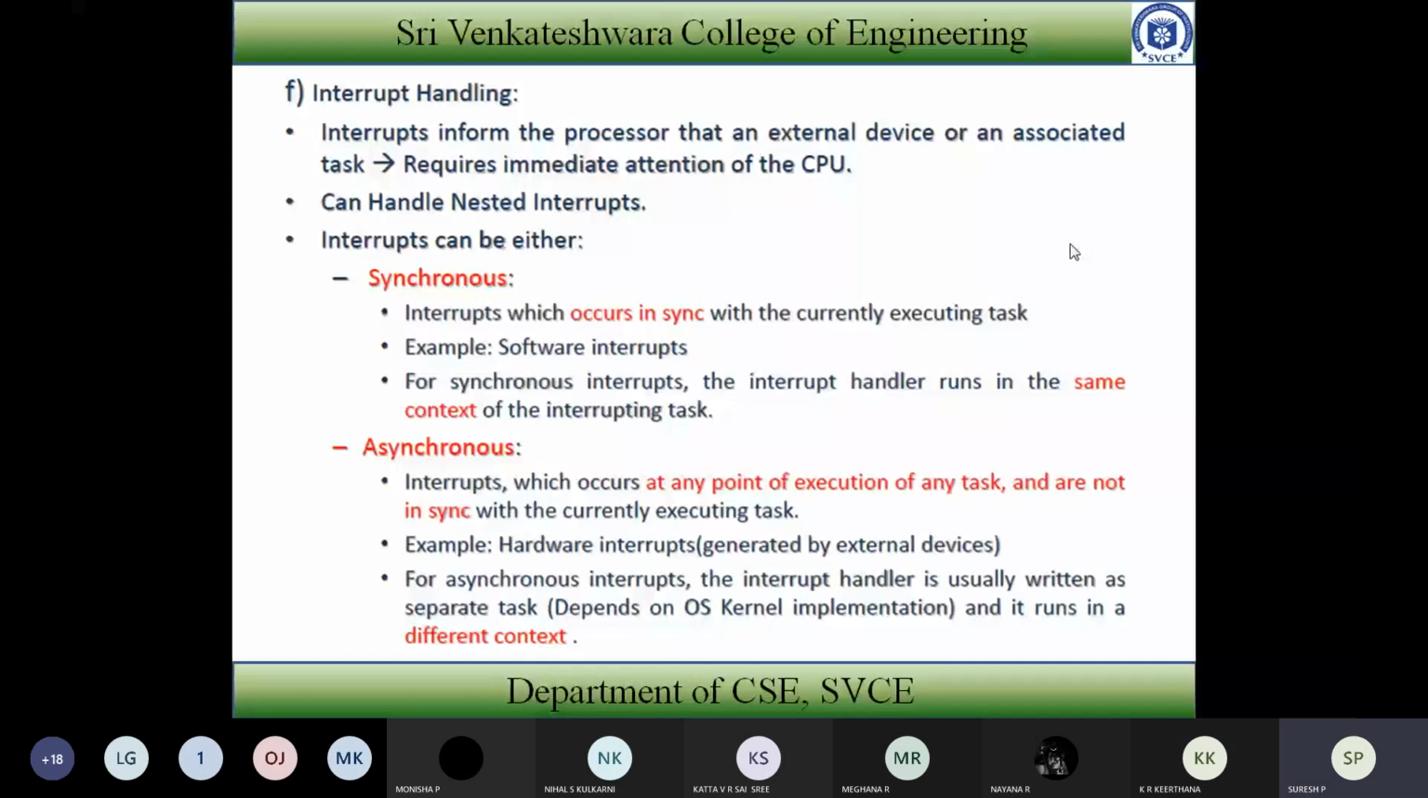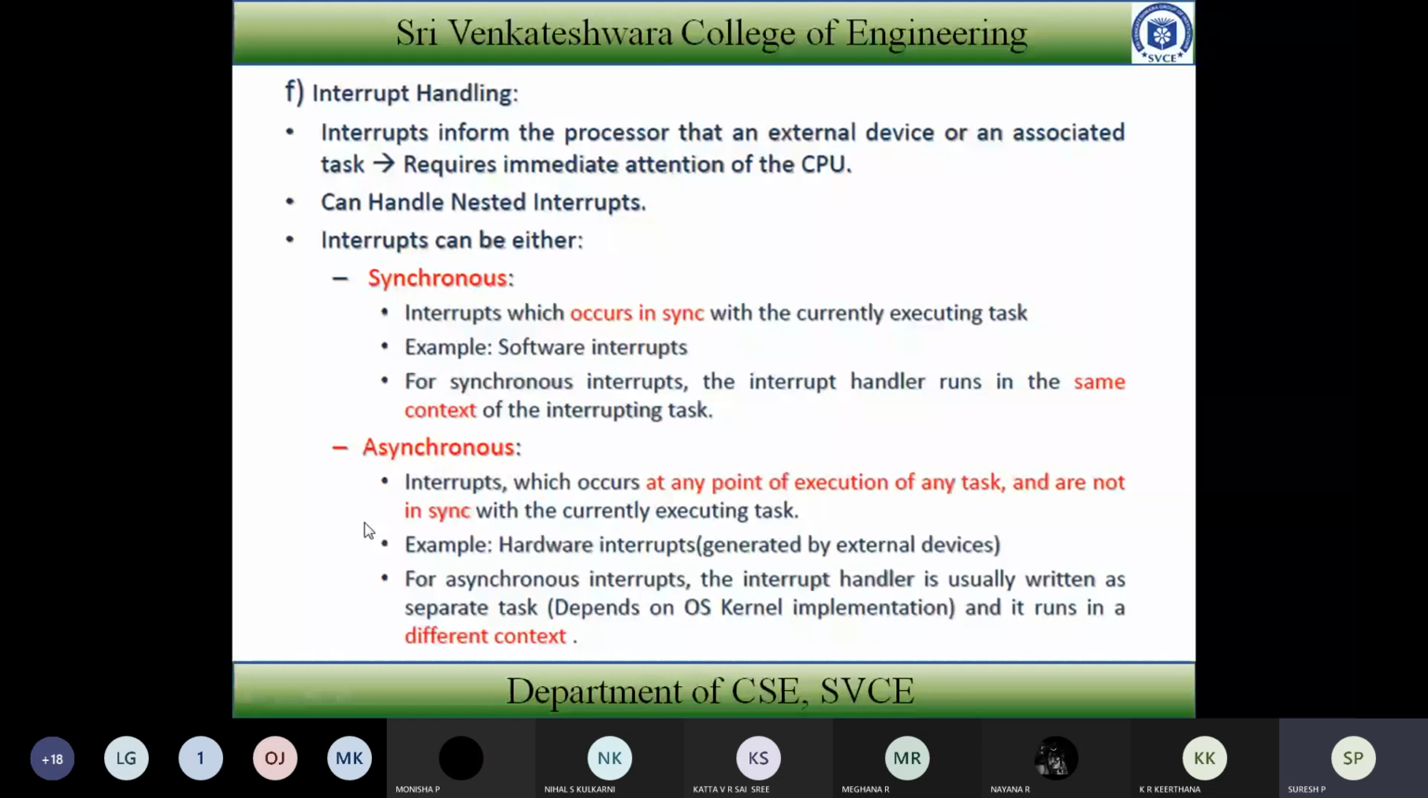In the last class, we discussed some of the functionalities of your process. Now we are going to discuss interrupt handling. What do you mean by interrupts? Basically, interrupts inform the processor that an external device or an associated task requires immediate attention. That means whenever an interrupt comes from the outside, that particular interrupt has to be served first. That has to be given priority.